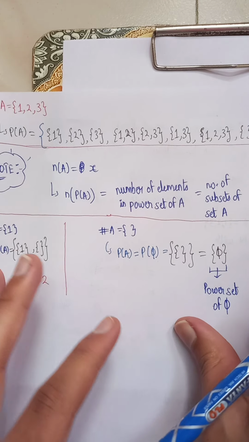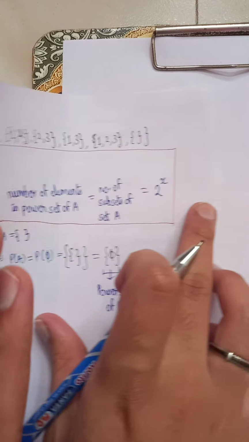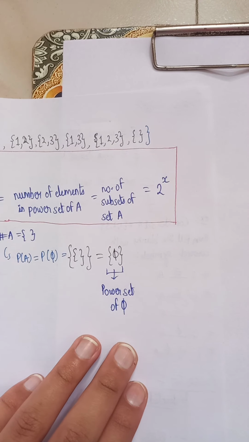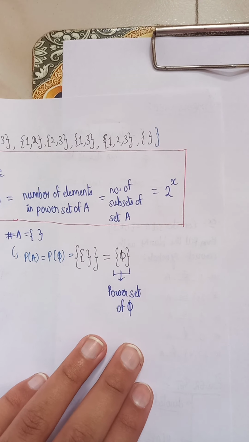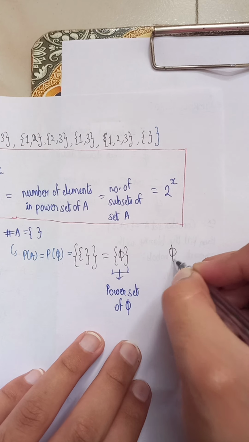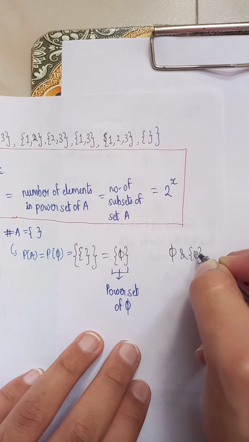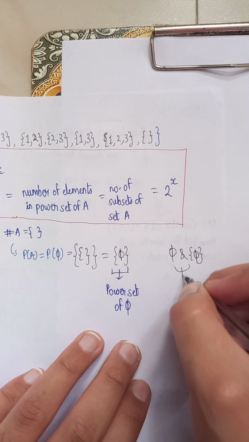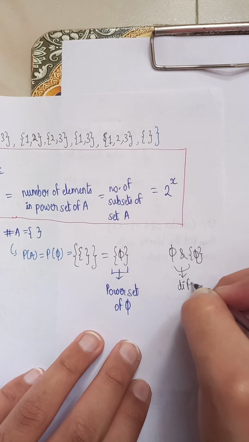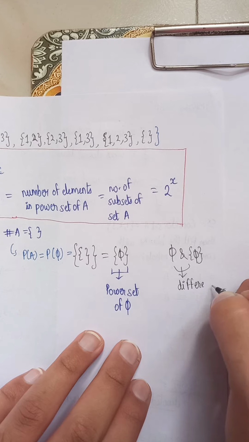So now you remember why I was telling you that these two are different: the empty set, and the empty set written inside brackets, are different. I hope that now you understood why they are different.